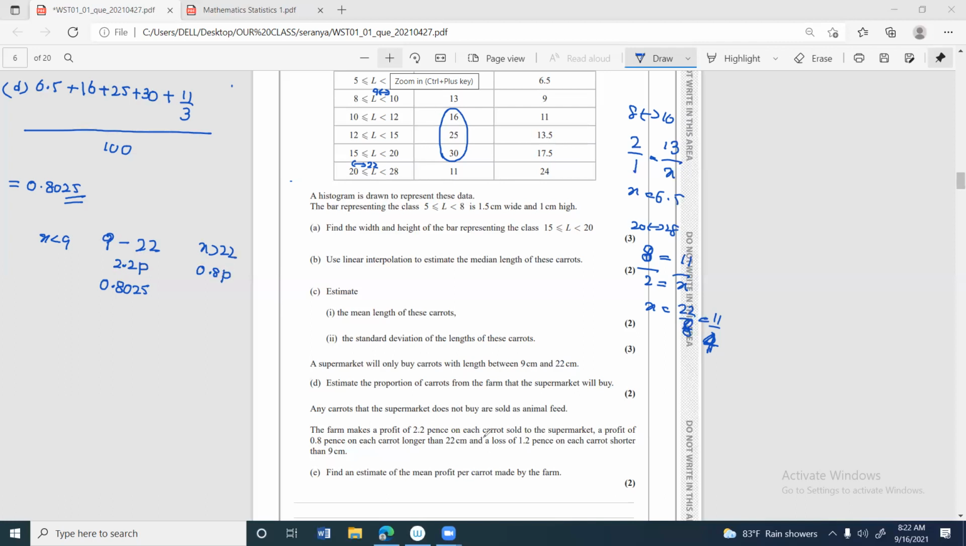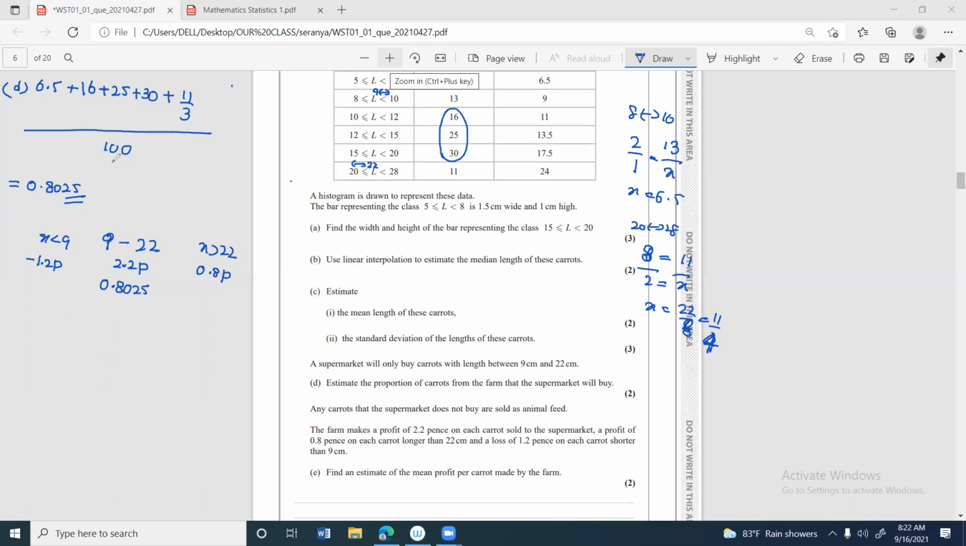And a loss of 1.2 pennies on each carrot shorter than this. That means here the loss becomes how much? It should be 1.2 pennies because it's a loss. I just mark it as a loss. It's a negative value because I mark it as a loss. You will understand the reason for that. Find the estimated mean profit that can be made by the farm.